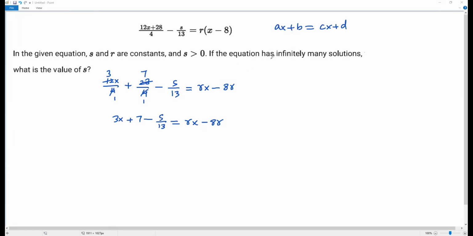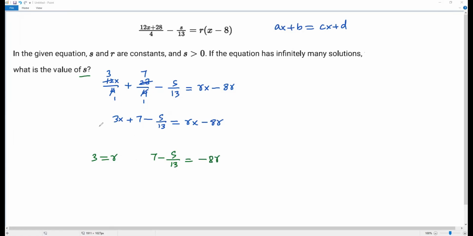The question says infinitely many solutions. Then the coefficient of x on the left side and the coefficient of x on the right side must be equal. Then we have 3 = r. And also the constant on the left side and the constant on the right side must be equal. Then we have 7 - s over 13 = -8r.